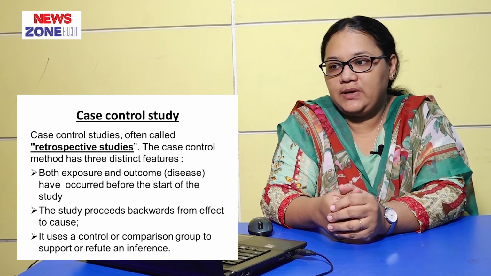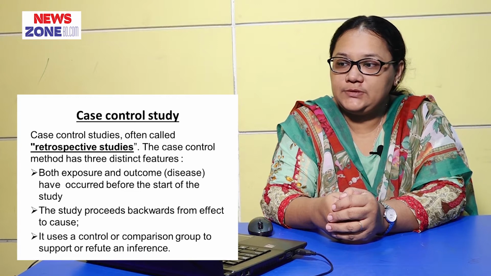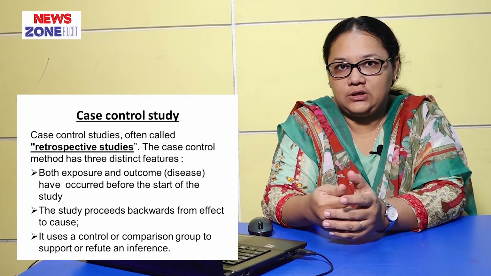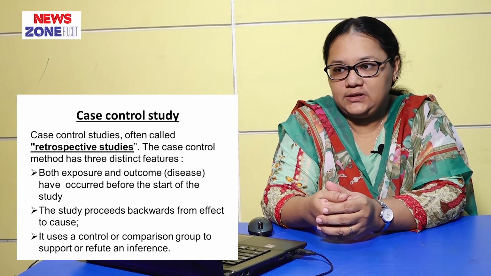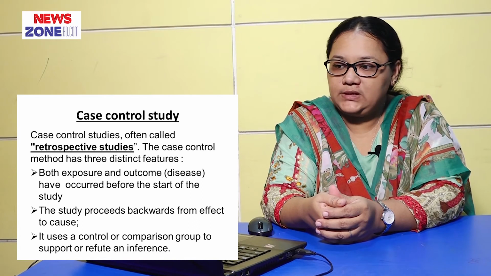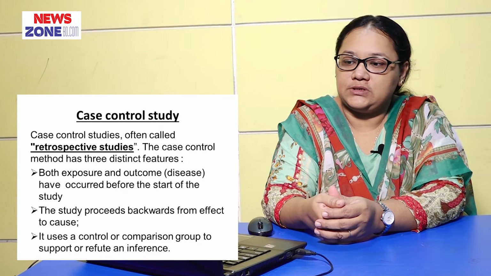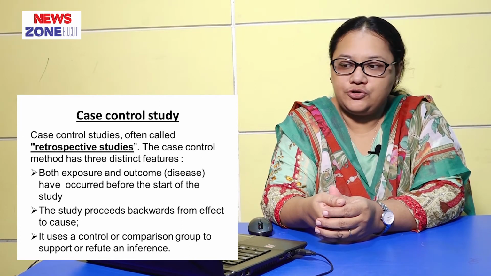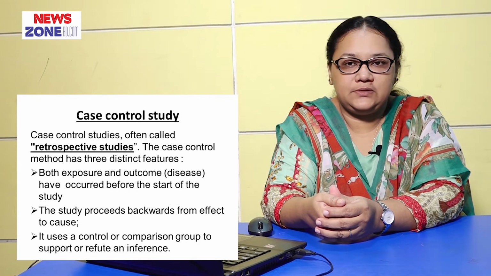The case control method has three distinct features. Both exposure and outcome, outcome meaning disease, or any events have occurred before the start of the study. The study proceeds backwards from effect to cause. It uses a control or comparison group to support or refute an inference.